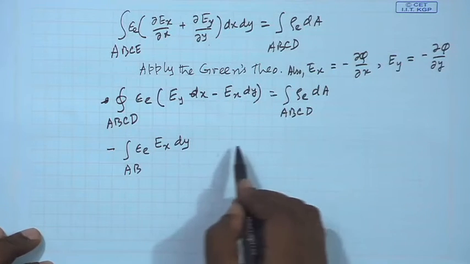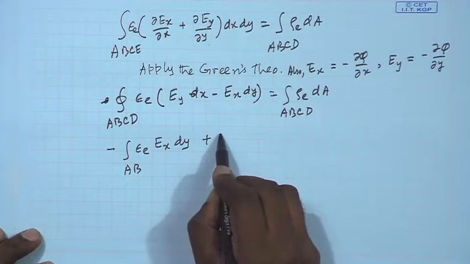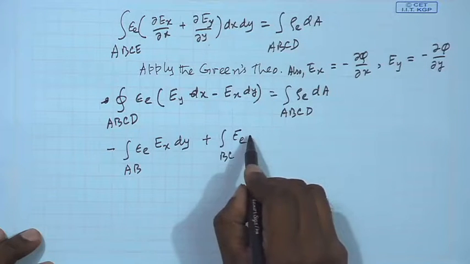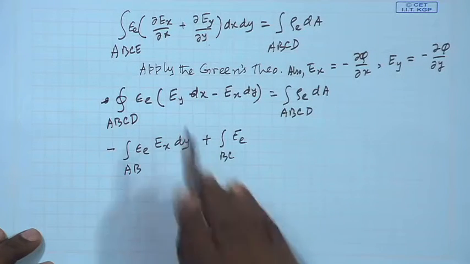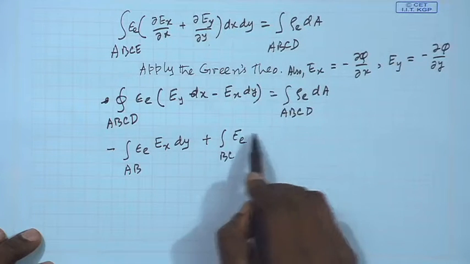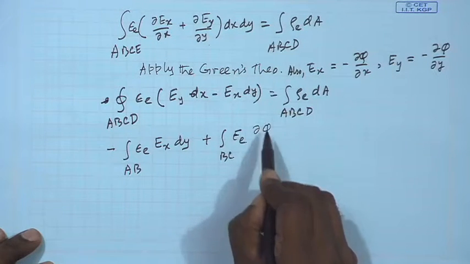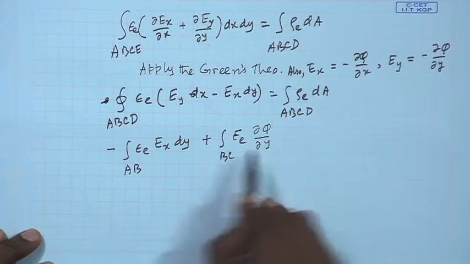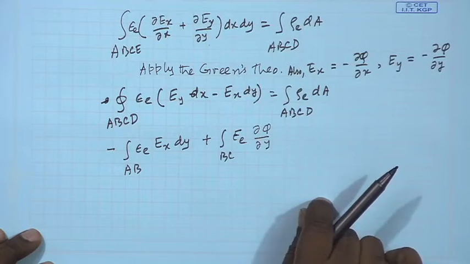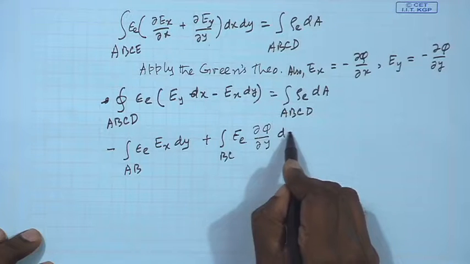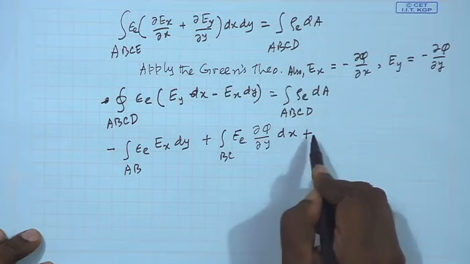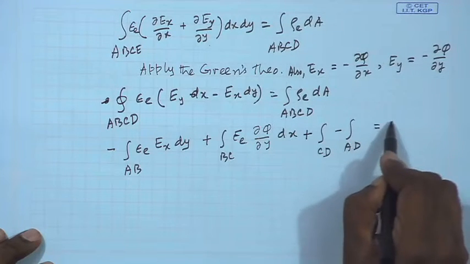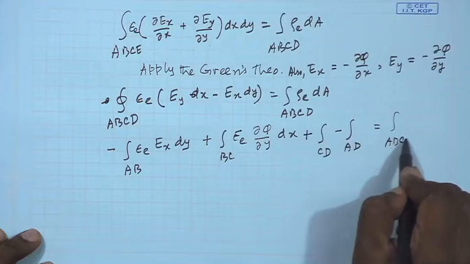So this is dy, plus the integral over BC of epsilon E, here it will be del phi del y. So epsilon E del phi del y means the Ey. So it is increasing, so this minus plus becomes dx plus. Like this we have CD, and this will be opposite on AD. So this is equal to the integral over ABCD of rho E dA.